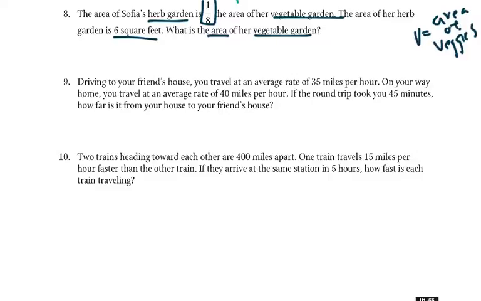So, in order to find this, we would go V equals the 6 square feet, and we're going to multiply that by 1/8. Okay? And that's going to get us the area of her veggie garden. So we multiply that in our calculators. We come up with 0.75. Okay? And I'm thinking about this backwards, aren't I?